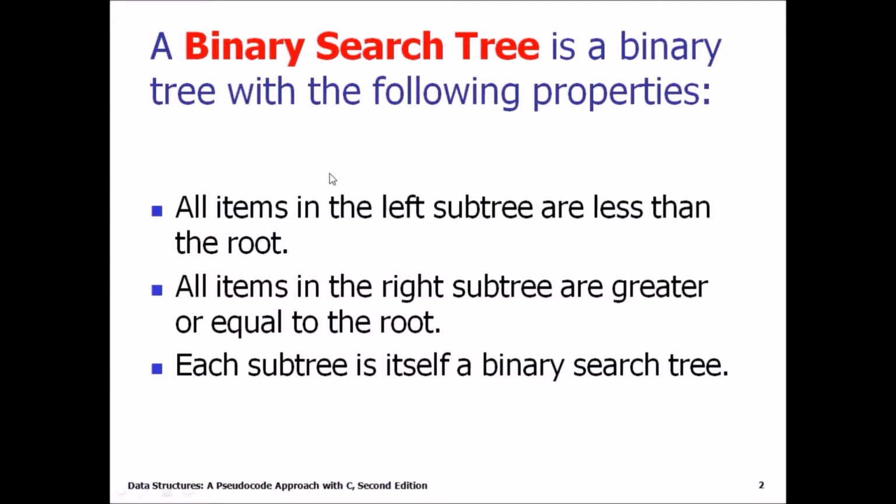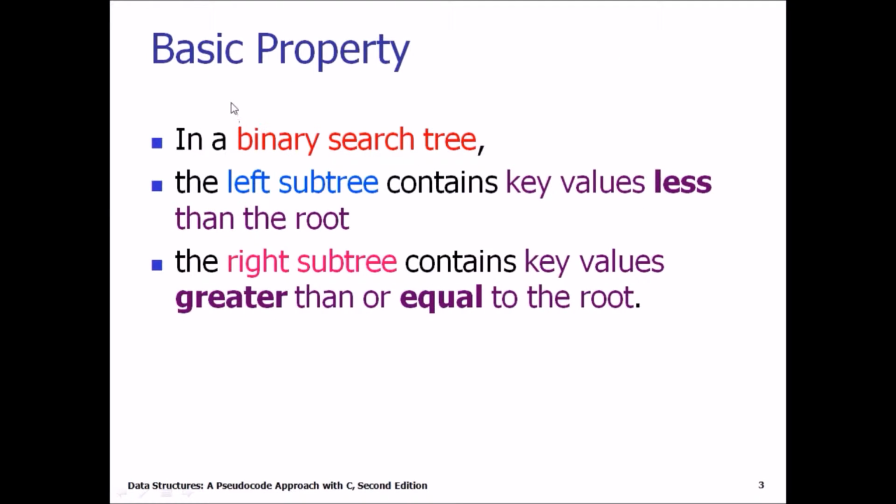A binary search tree is a binary tree. Bi means 2, with the following properties: all items in the left subtree are less than the root, and all items on the right are greater than or equal to the root. So each subtree is itself a binary search tree. The basic property of BST: in a BST, the left subtree contains key values less than the root, and the right subtree contains key values greater than and also may be equal to the root.